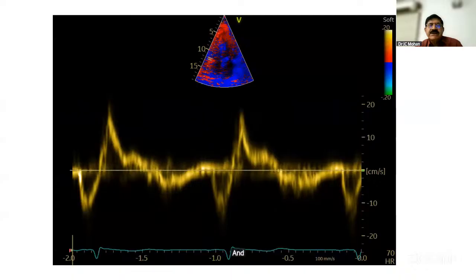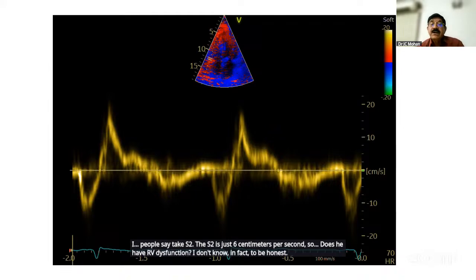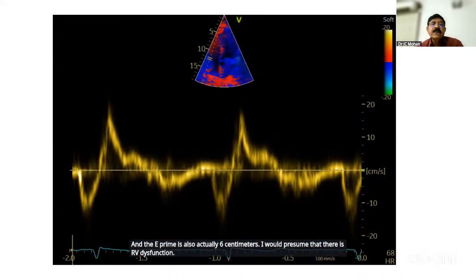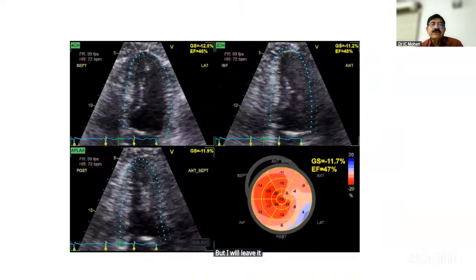And the RV function, the S prime is all right. If you take S1 and S2, if you take S2, it is significantly reduced. If you take S1, it is significantly better. So here is the confusion actually. People say take S2. The S2 is just 6 centimeters per second. So does he have RV dysfunction? I don't know, to be honest. And the E prime is also actually 6 centimeters. I would presume that there is RV dysfunction, but I will leave it to you to think over that.